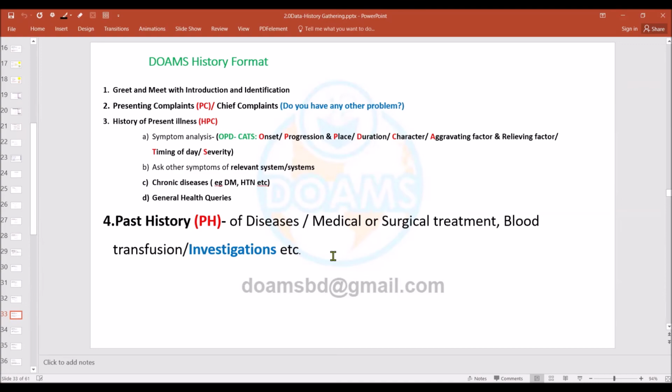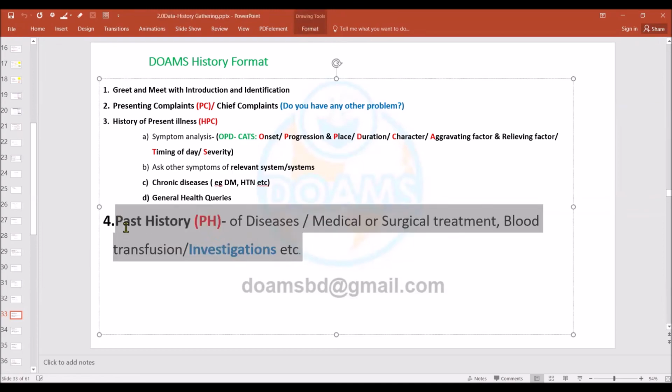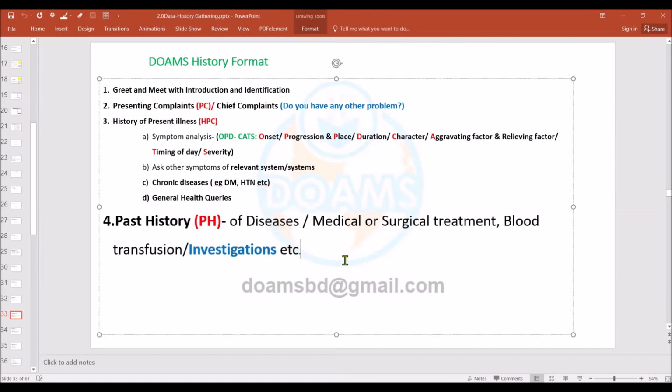For this reason also, a complete investigation data is important if the patient has a chronic disease. Otherwise, not much important. Only investigation or test for the current illness is enough. So these are all the past history. If you can complete these, it will be more than sufficient in your past history. Even blood transfusion is relevant, because the patient told that the delivery was done by cesarean section.